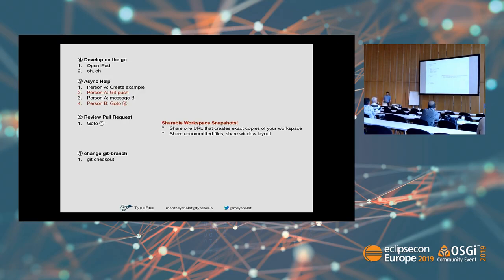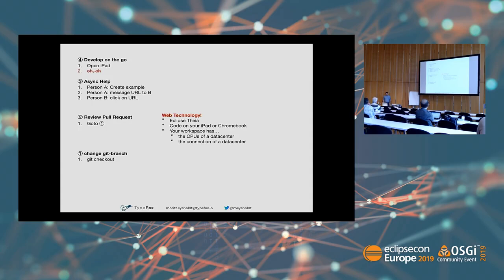And this way, I don't need to push to Git, but more importantly, the other person can focus on helping me. The other person is no longer bothered with Git checkout, finding the right Java version, fixing the target platform, running full builds, because it's just a waste of time and will probably prevent the other person from helping me. So we can simplify this and develop on the go, develop on an iPad, develop on a Chromebook.